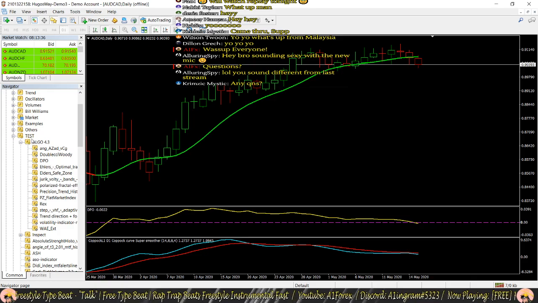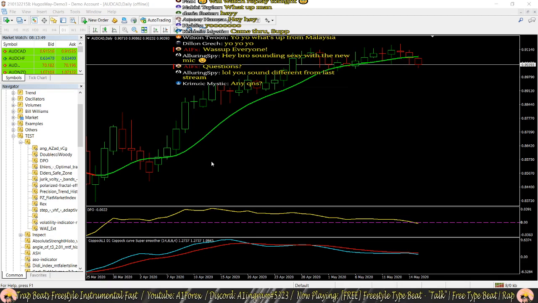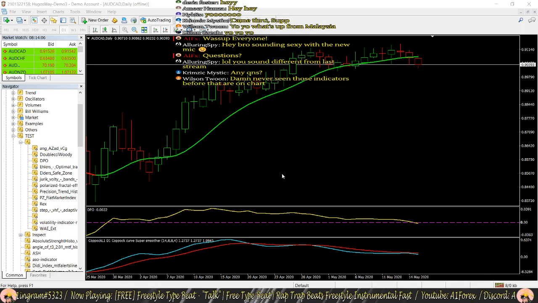Okay, so let me show y'all. Okay, here goes one. Come on, MT4. Let me know if you want the link to these indicators. They're just a simple T3, DPO, and a Kapak.